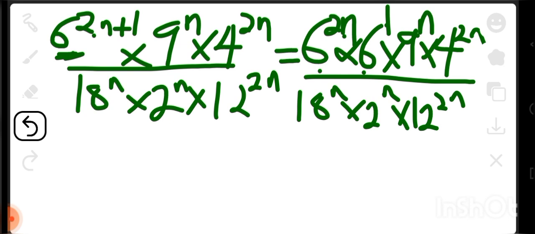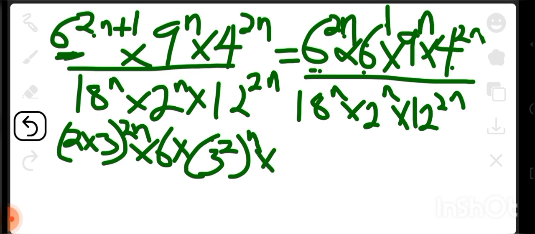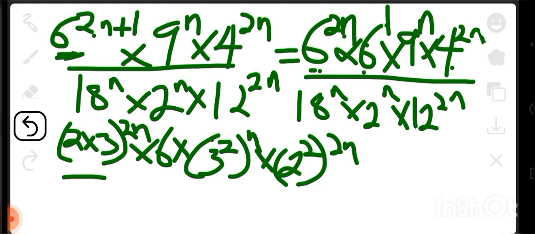Next, let's break all the bases, especially the ones that have n as their power, into the lowest term. 6 is 2 times 3, so we have 6 raised to the power 2n times 6 already. 9 can be 3 times 3, or 3 squared, because 3 squared gives us 9, raised to the power n. 4 is 2 squared, raised to the power 2n.